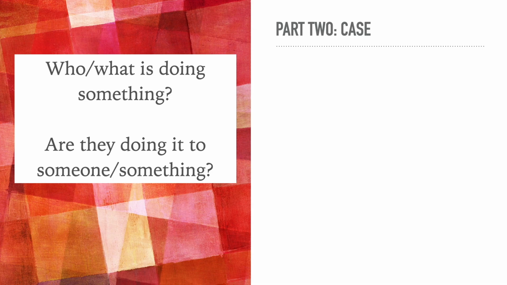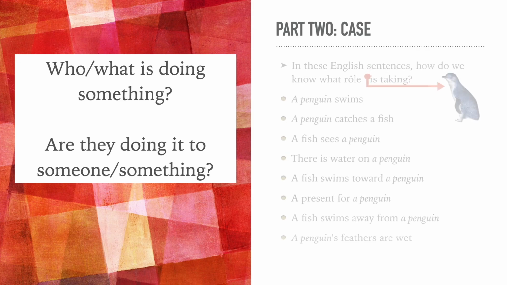And the second question is, are they doing it to someone or something? Is there another person or thing involved? Or it may even be themselves who is receiving that action. So they're the two most important questions we can ask at the beginning. So let's look at an example.